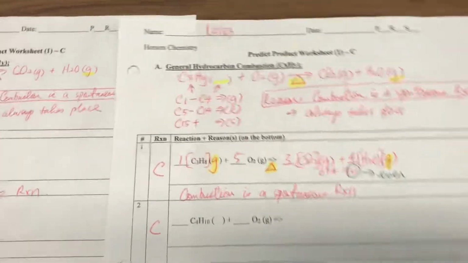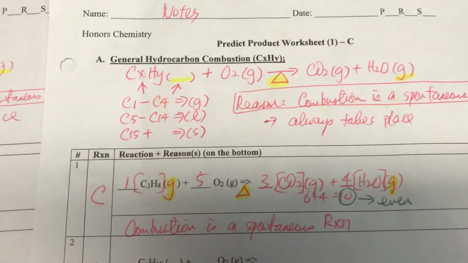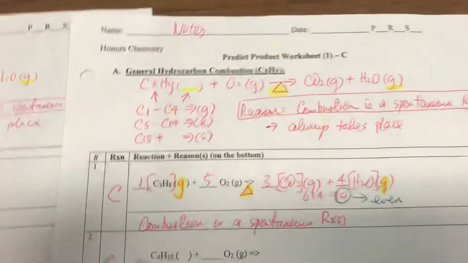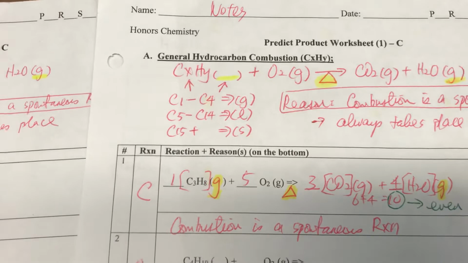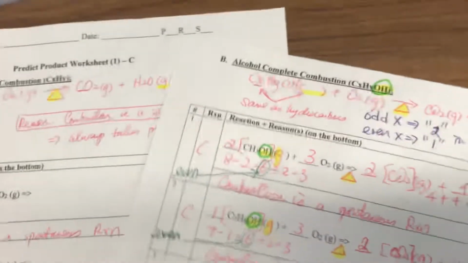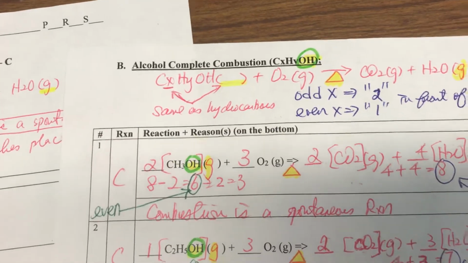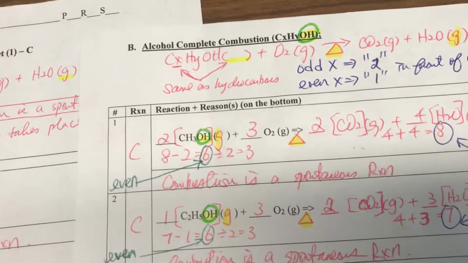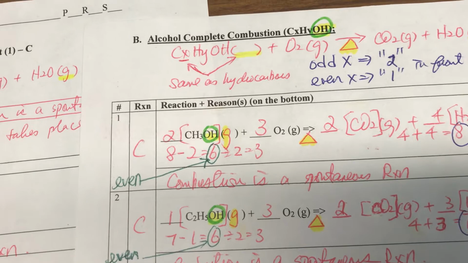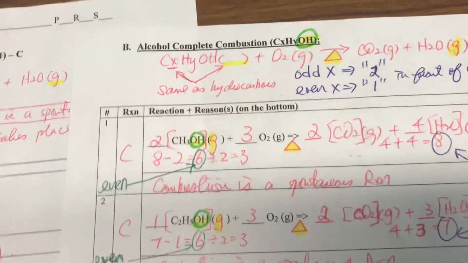Right, now, in this video, I'm going to talk about the predict product worksheet for combustion. On the front page, I will talk about regular general hydrocarbon combustion, CxHy. And on the back, I will talk about alcohol complete combustion. We have CxHyOH, where the OH group stands for the alcohol, okay?